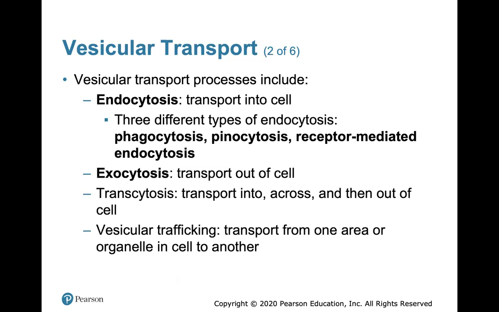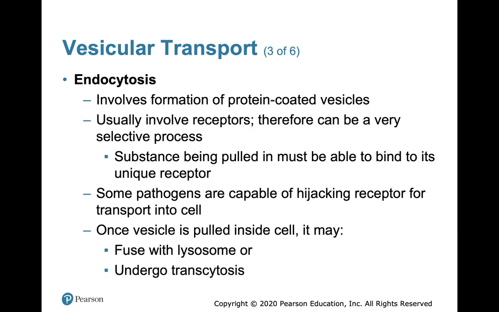Endocytosis is transport into the cell. And there are 3 types: phagocytosis, pinocytosis, and receptor-mediated endocytosis. And exocytosis is the transport out of the cell. Transcytosis is transport into, across, and then out of the cell. And vesicular trafficking is the transport from one area or organelle in the cell to another.